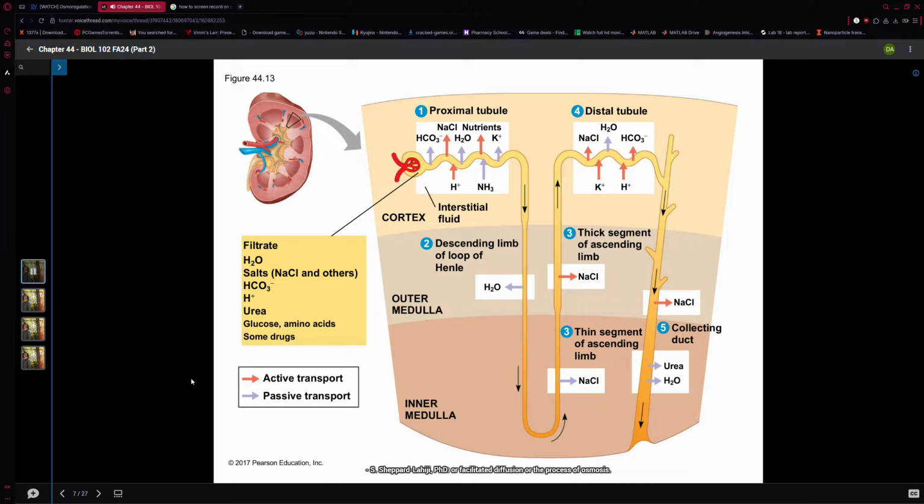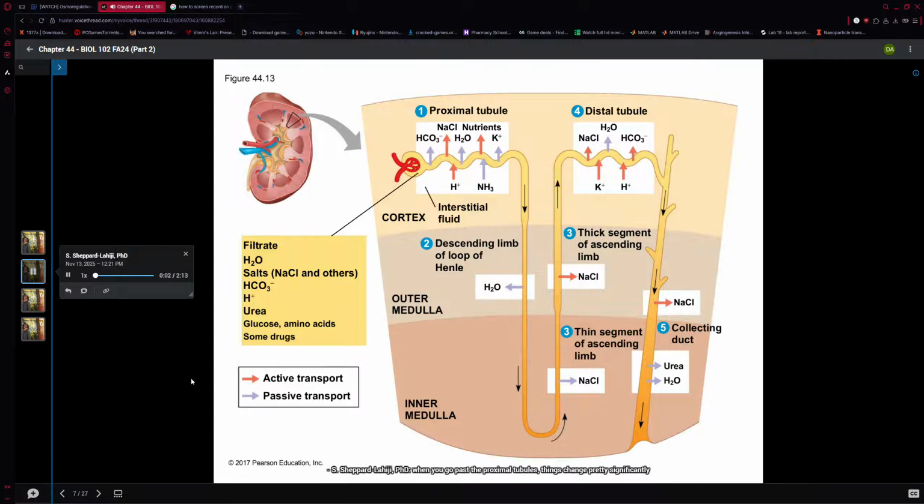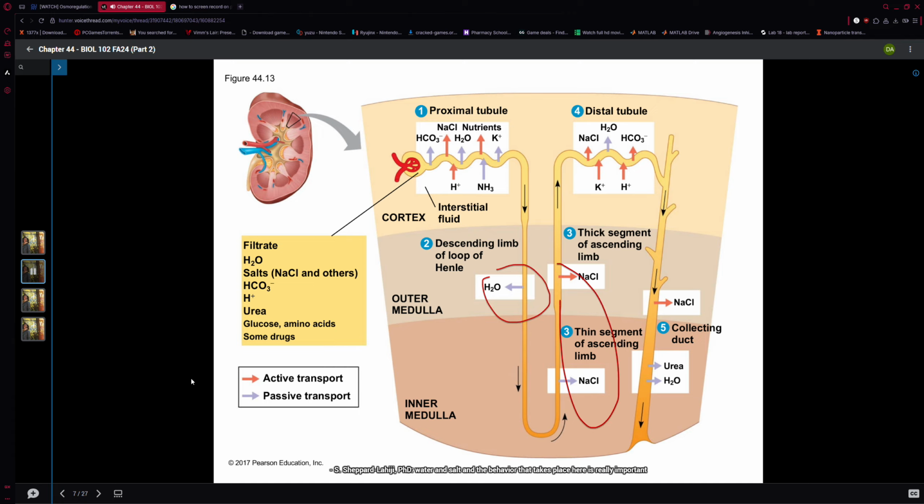When you go past the proximal tubule, things change pretty significantly when it comes to permeability and events that take place. So collectively, in just thinking about the nephron loop, the main things that we focus on are water and salt. And the behavior that takes place here is really important for the concentration aspect of the kidneys and how that relates to urine production. Now, when looking at the nephron loop, water reabsorption is not coupled to solute reabsorption.